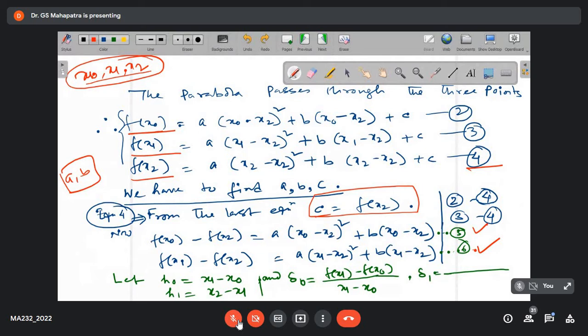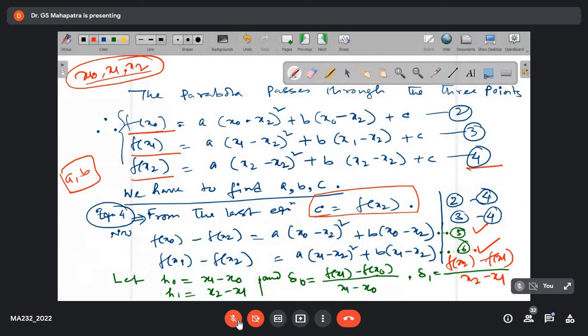I have not written it. If you are following, you can answer. Very good. I will write now: f of x2 minus f of x1 divided by x2 minus x1. Fine. Good. So this is the one.